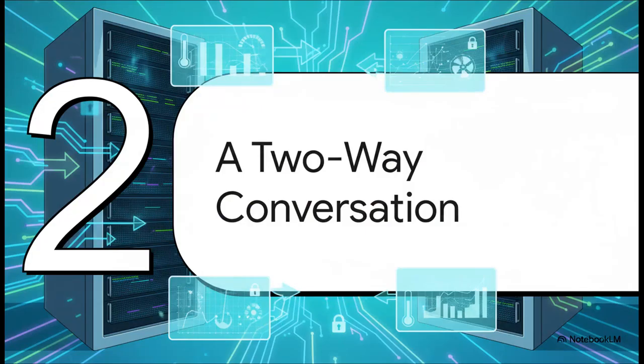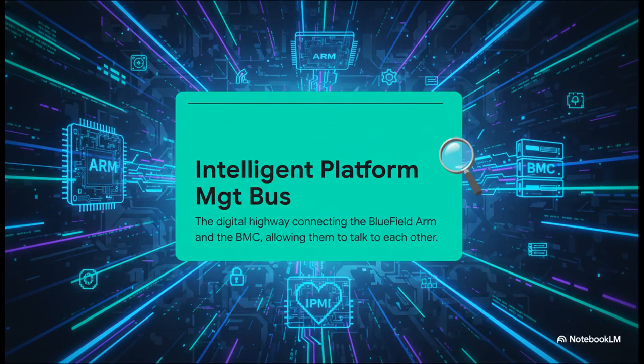The best way to picture all this communication is not as a one-way street where one thing just barks orders. Instead, think of it like a continuous two-way conversation with information constantly flowing back and forth between these two key players. And every good conversation needs a clear line to talk on, right? Well, that's where the Intelligent Platform Management Bus, or IPMB for short, comes in. It's basically the digital highway that connects the Bluefield ARM and the BMC. It's what gives them that clear path to talk to each other.